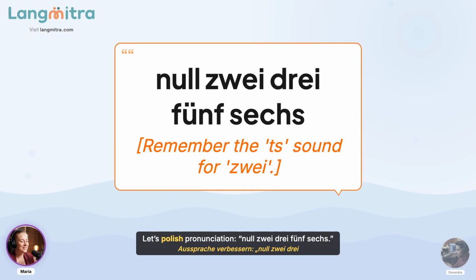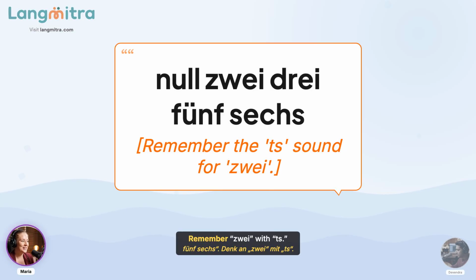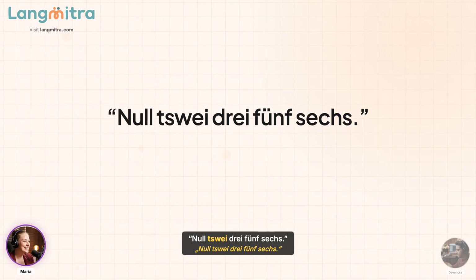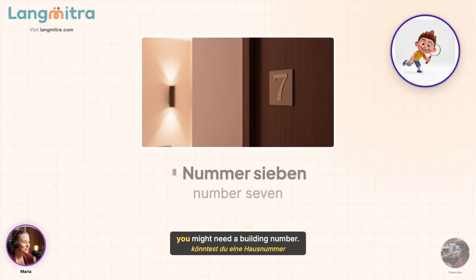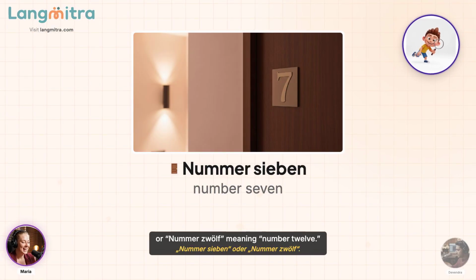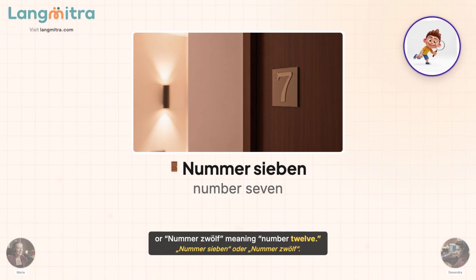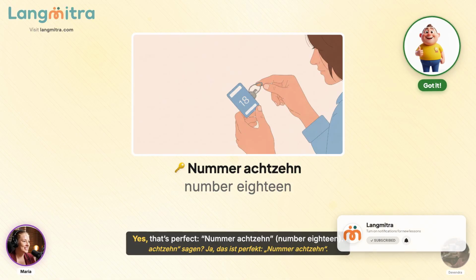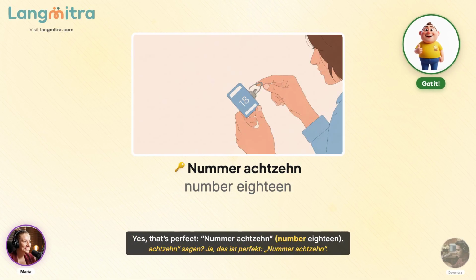Great start. Let's polish pronunciation. 0, 2, 3, 5, 6. Remember zwei with TS. 0, 2, 3, 5, 6. Excellent. Now addresses. You might need a building number. You can say Nummer 7, meaning number 7, or Nummer 12, meaning number 12. If someone asks my room number at a hotel, could I say Nummer 18? Yes, that's perfect. Nummer 18, number 18.